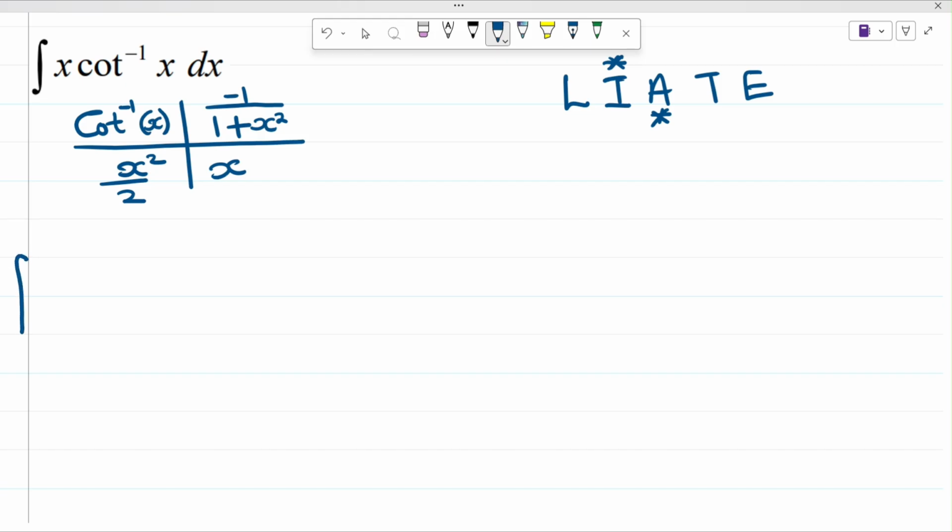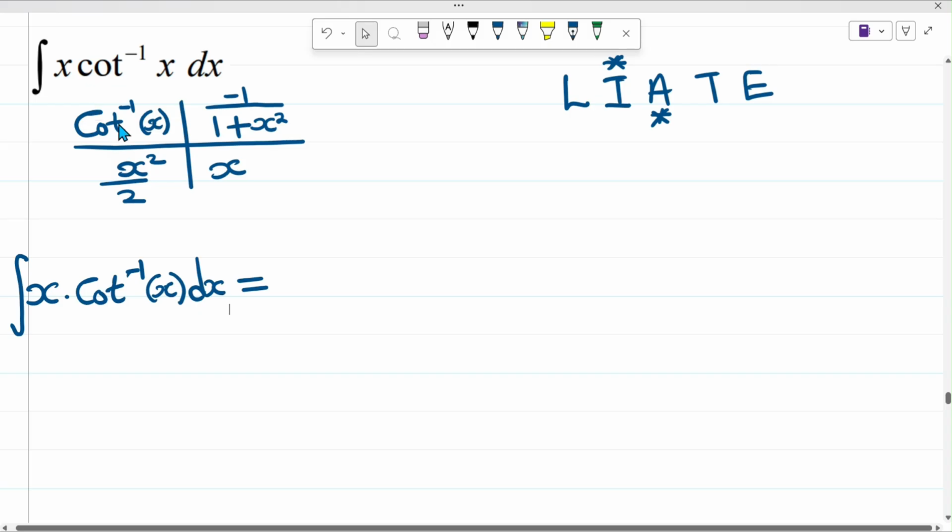I just need to then follow my integration by parts rule. So I'm going to copy down the equation. So you copy down the equation, it's going to be x multiplied by the cot inverse of x dx, and then you equate it to the application now.